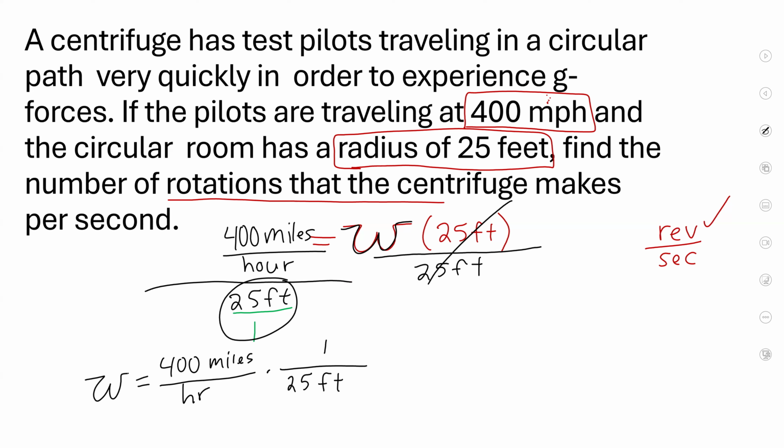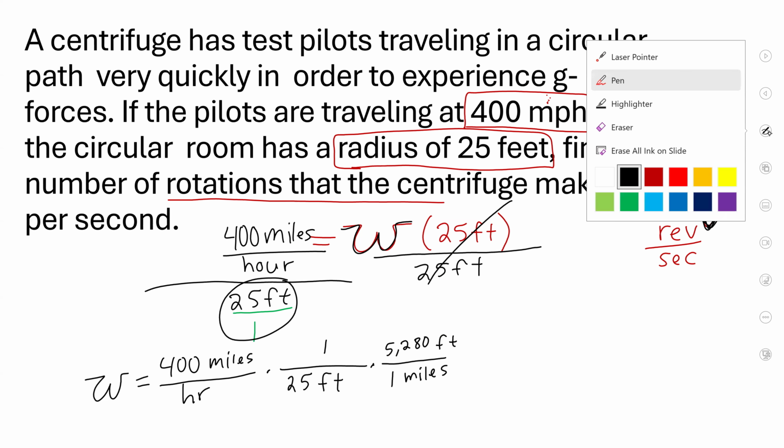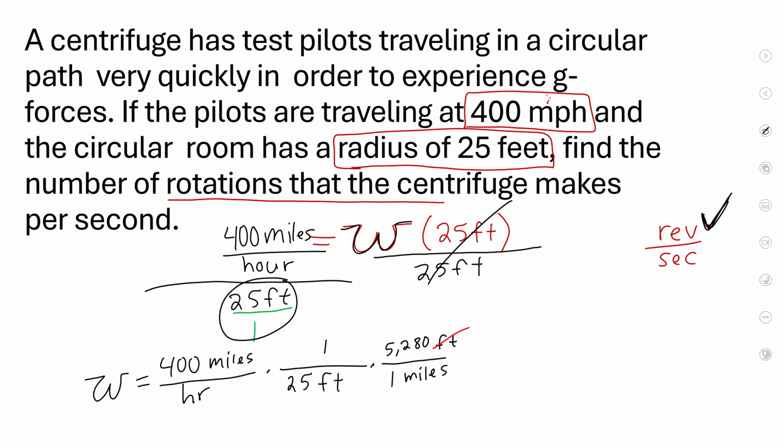Okay. Now, guys, we need to make sure we get it in revolutions per second. Let's put our answer in revolutions per second. Okay. First off, I know I don't want miles. So I'm going to put miles on the bottom. And I don't want feet. I'll put feet on top. So 1 mile is 5,280 feet. Feet cancels out with feet. Miles cancels out with miles.